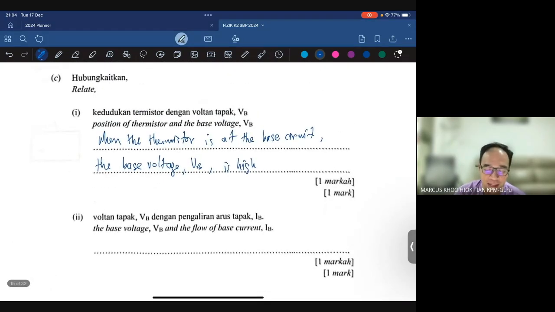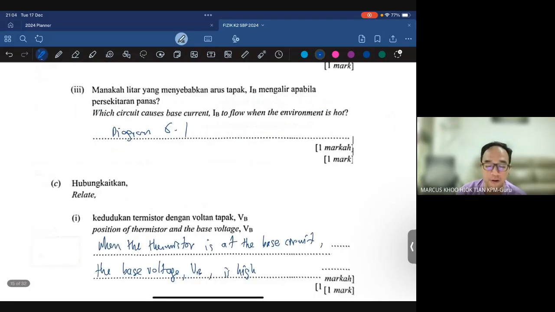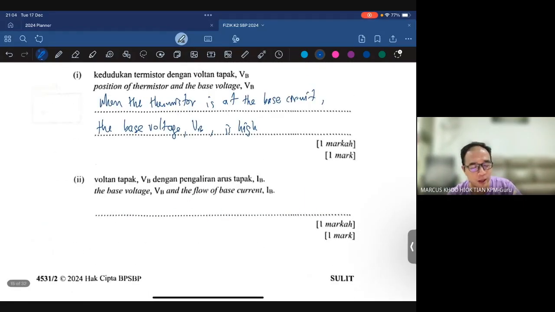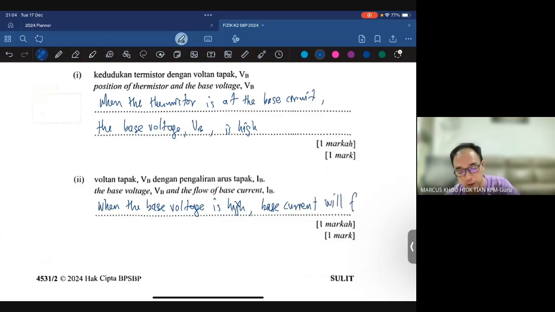Okay, relate the base voltage and the flow of base current. So this is actually talking about these two. When the base voltage is high, base current flows. We cannot run away from this explanation. When the base voltage is high, base current will flow.